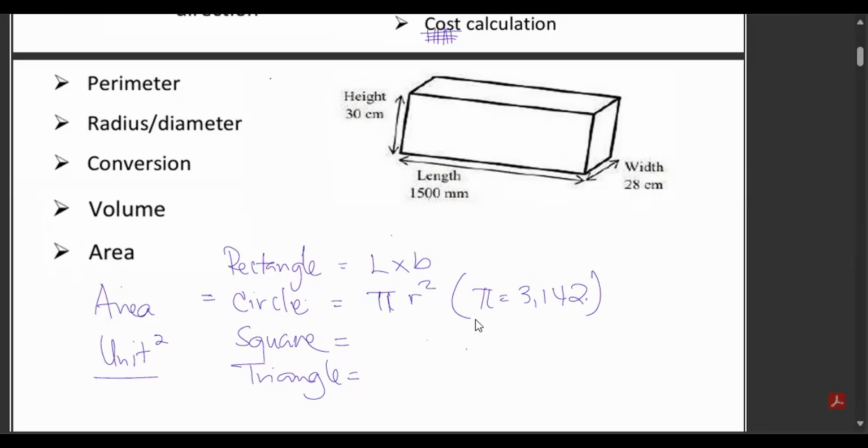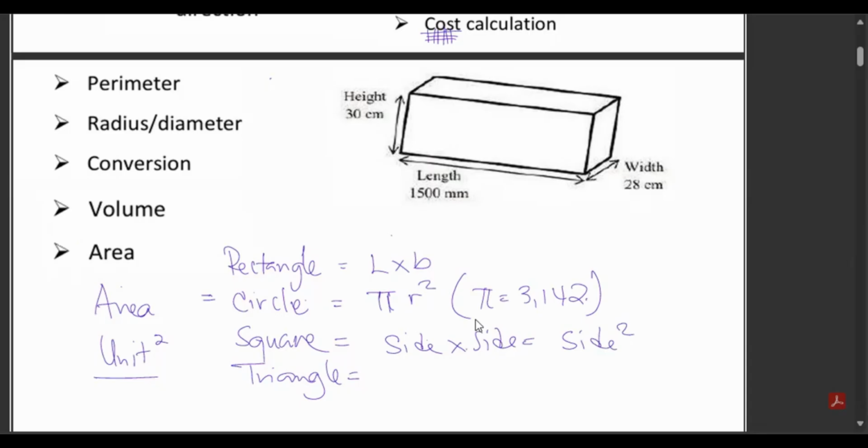Then a square. A square has all sides equal. So we shall say side times side, which becomes side squared. That's the formula for the area of a square.